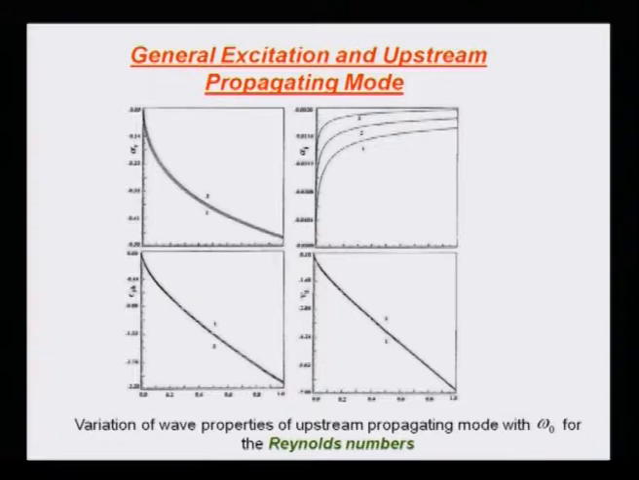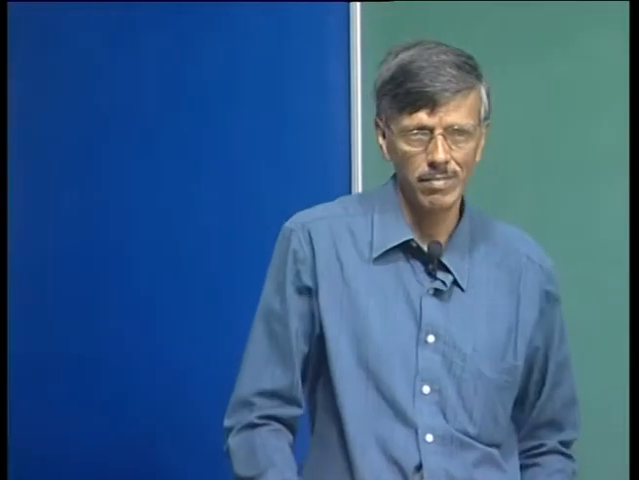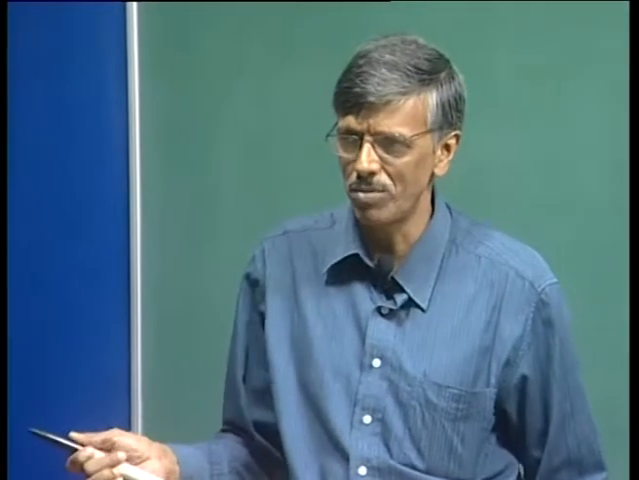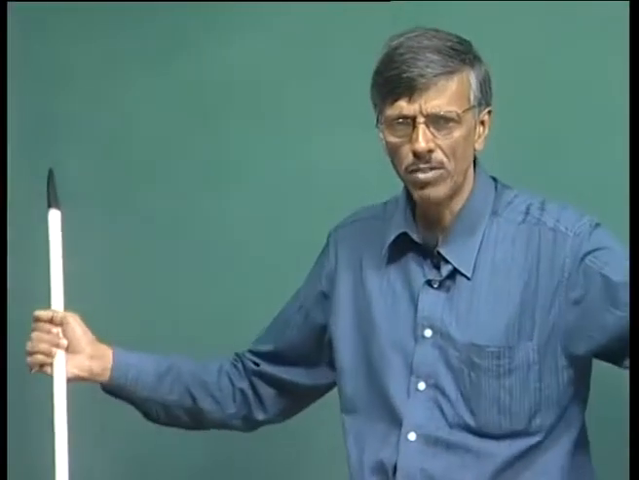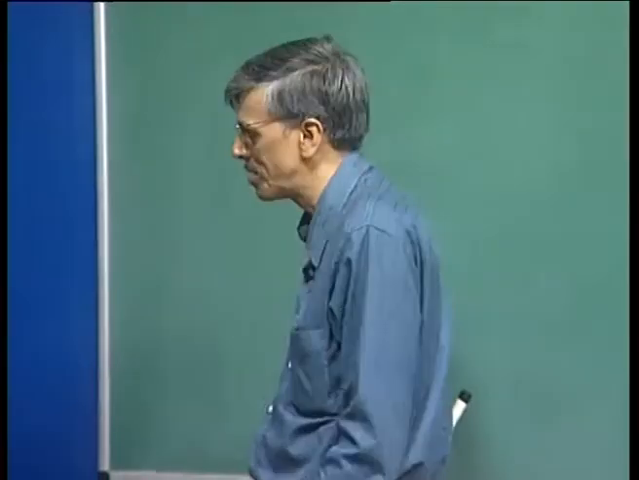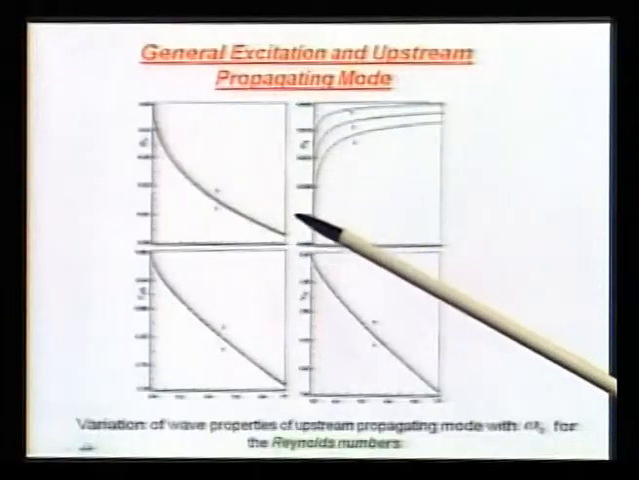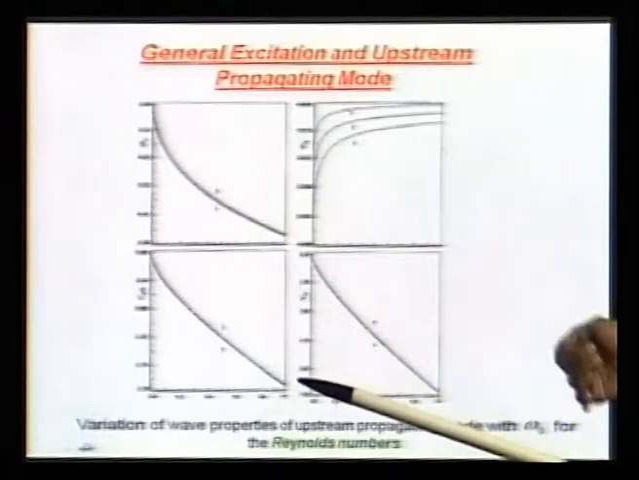What you notice is that when you look at alpha r, they are kind of banded together. So, that is a very interesting observation, that irrespective of the spread of Reynolds number, you would always have upstream propagating modes, and the wave number is kind of banded together. Okay.